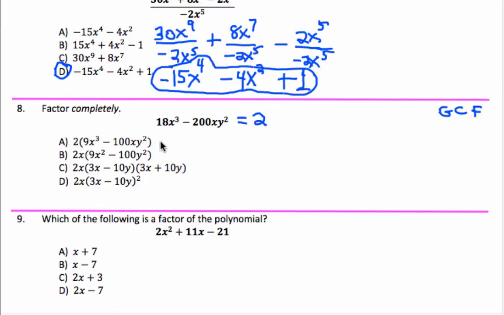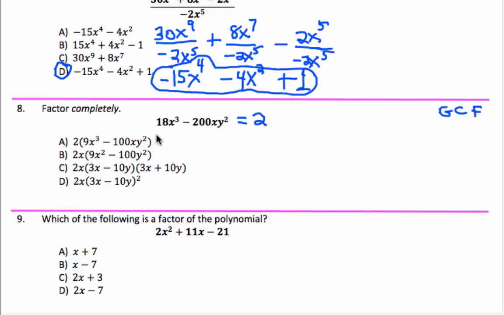Now, if you're not sure of that, you know 2 works because both numbers are even. So 2 into 18 would go 9. 2 into 200 would be 100. So after you divide 18 by 2 and you're left with 9, you know 9 does not go into 100. You know 9 has factors of 3. 3 doesn't go into 100. So 2 will be the largest number that goes into 18 and 200.